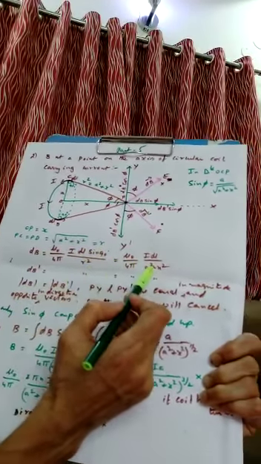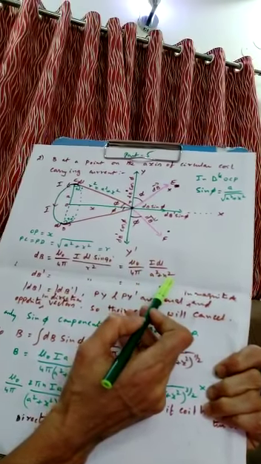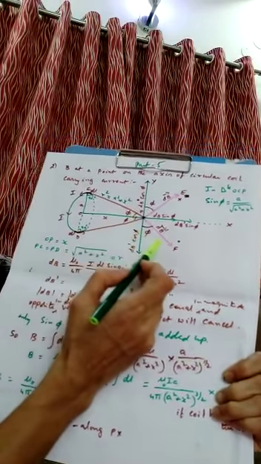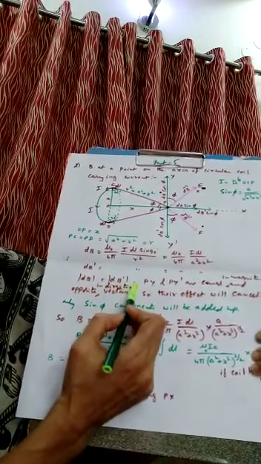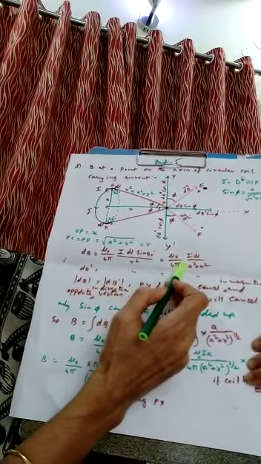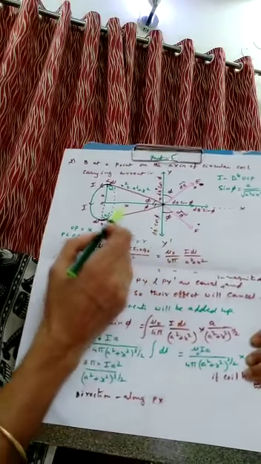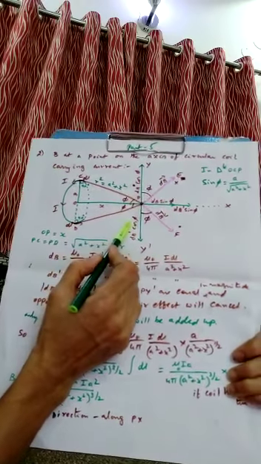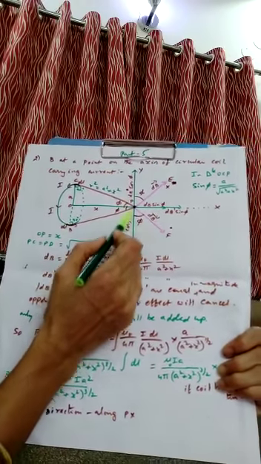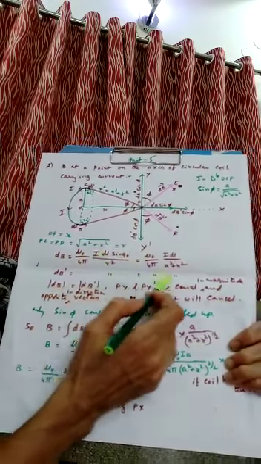What is the value of r? r square is a square plus x square. Let us find out what is the value of dB dash. dB dash is given by the same value you are getting here. You know why? Because the distance is the same here. Magnitude I am talking about, not the direction. Okay, so the magnitudes of dB and dB dash are equal.